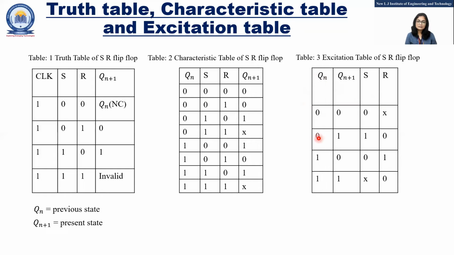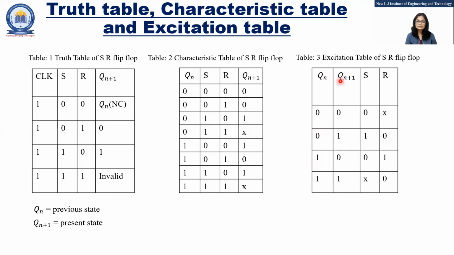Okay, when Qn is 0, Qn plus 1 is 1. This is only one possibility here. So for that, S is 1, R is 0. If Qn is 1 and Qn plus 1 is 0, for that, S is 0, R is 1.